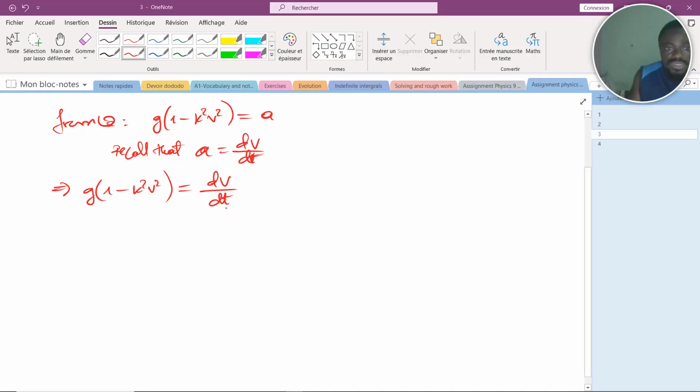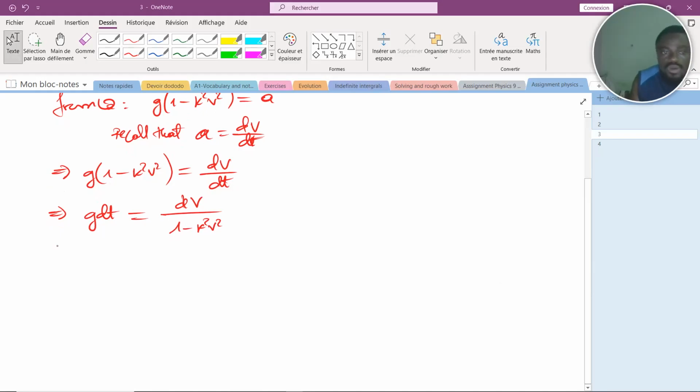So what I will do is bring like terms together. Since this is dv, I'll bring terms in v to this side and the dt to the other side. This implies I'll have g dt equals dv over 1 minus k square v square. Is that okay? From here we basically need to remove the d's. To do that, we have to integrate.